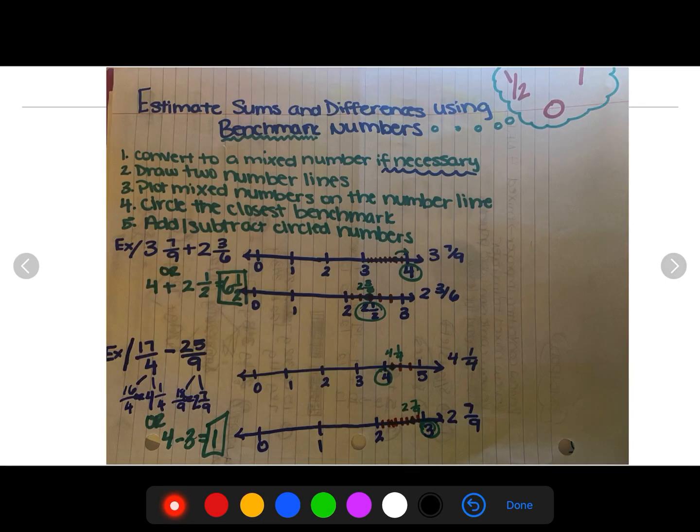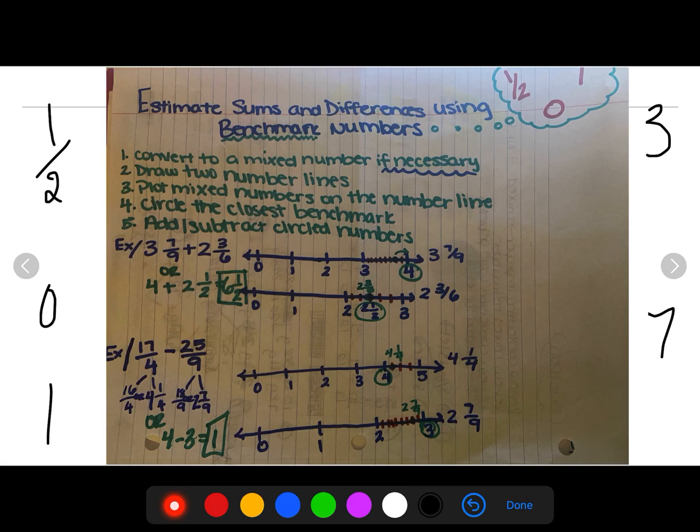So scholars, I want us to look at this anchor chart and become familiar with it because we're going to be using this a lot in our video as well as in our lesson. So we're going to be following these steps. There's 5 steps, 1 through 5, that we are going to use in order to add and subtract mixed numbers using benchmark numbers. And what I mean by benchmark numbers is like 1/2, 0, 1, 3, 7. Really, any number that falls on the number line that's easy to identify, we call those benchmark numbers.